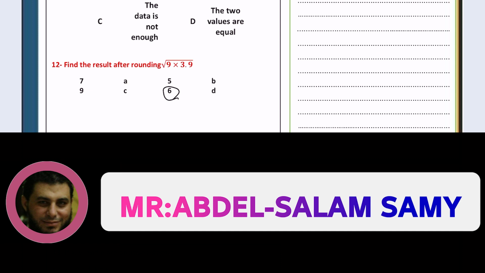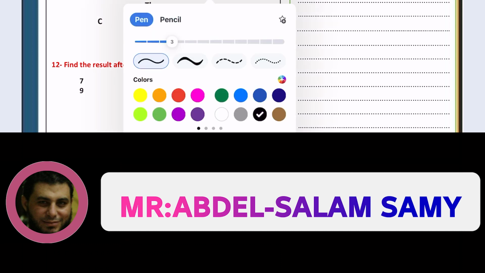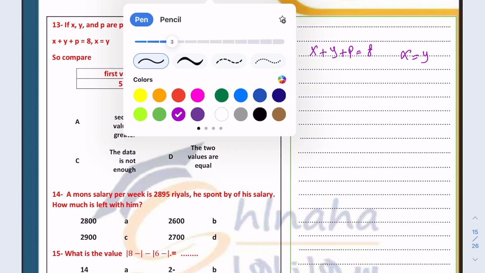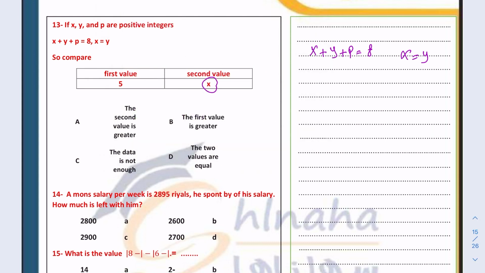Now, let's take the next question. It's question number... If x, y, and b are positive integers, and we have x plus y plus b equals 8. And he said x is equal to y. We need to compare between the value of x and 5. I have to check. Here I have many scenarios. Let's write the options we have here, or the different scenarios we have here.